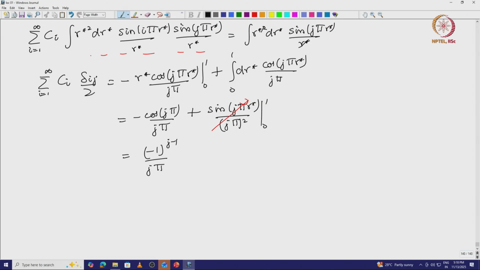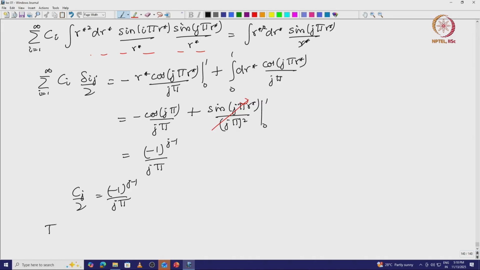On the left side, C i times delta ij by 2 is just C j by 2, equal to minus 1 to the power j minus 1 by j pi. Therefore, the temperature field is equal to sigma of 2 into minus 1 to the power j minus 1 by j pi, sine of j pi r by r, e to the power minus j pi the whole square t star, j equal to 1 to infinity.